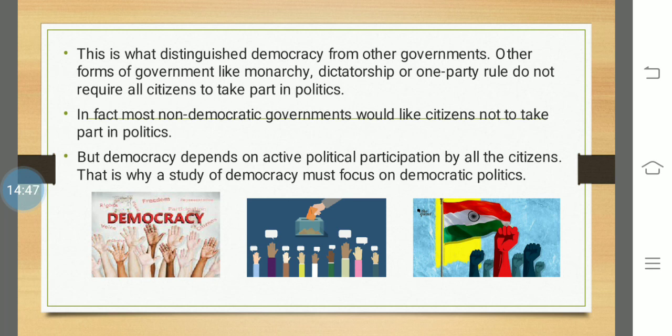In fact, most non-democratic governments would like citizens not to take part in politics, but democracy depends on active political participation. If people are not participating, then democracy will simply not run. So that is why a study of democracy must focus on democratic politics. We must focus on the study of democracy, which actually focuses on democratic politics.